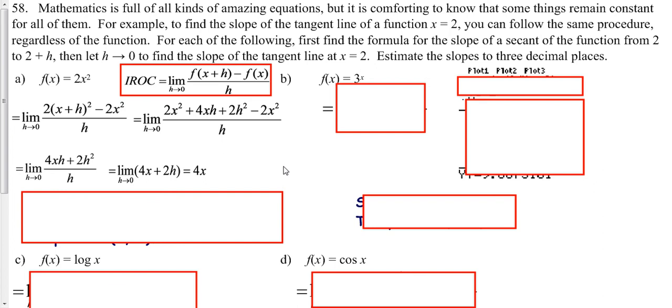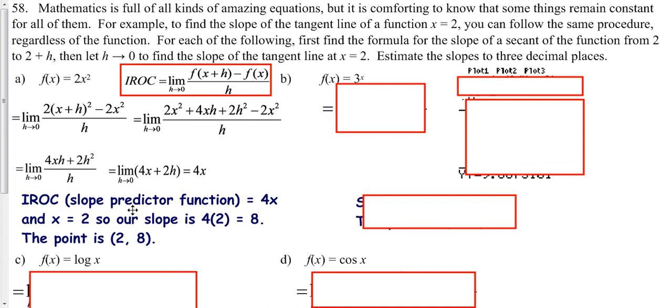4x is our slope predictor function for this original problem, which would allow us to find the slope anywhere along our function, as long as we know what x is. So in other words, our slope predictor function is 4x, but we know x is 2 according to our problem. So we got to plug 2 in for our x, and we get our slope of 8.